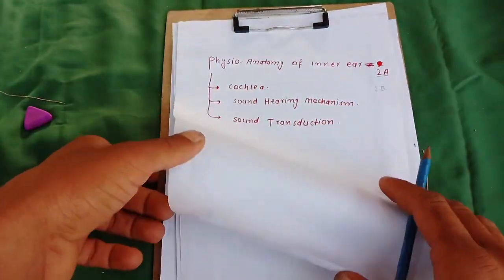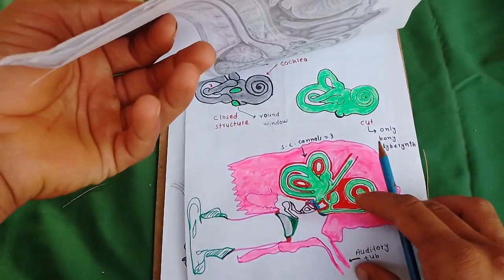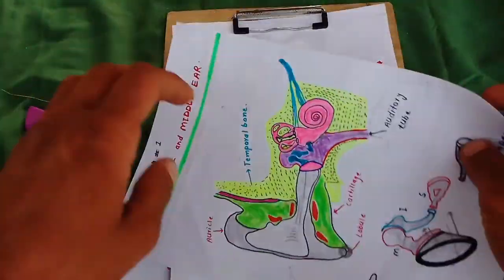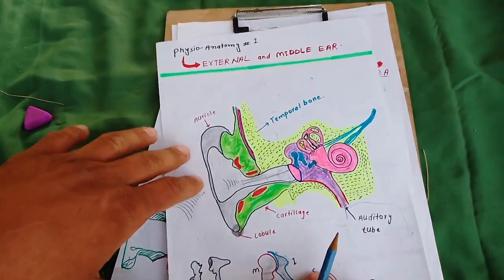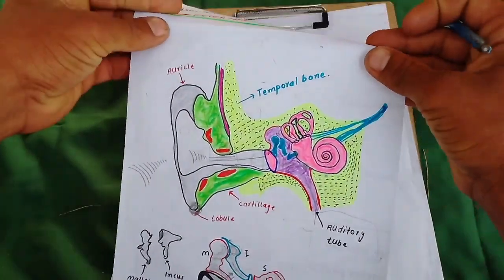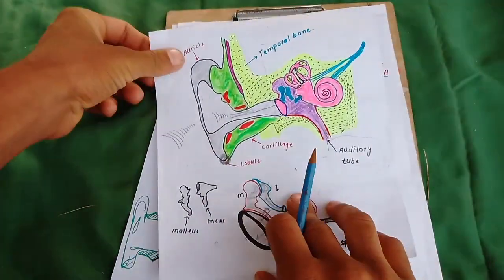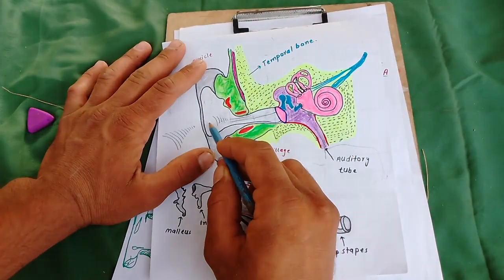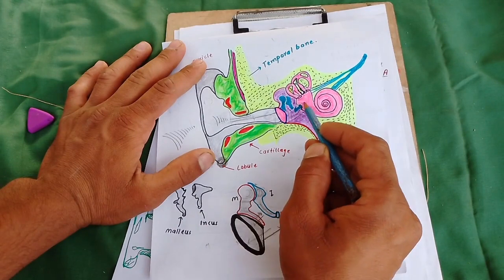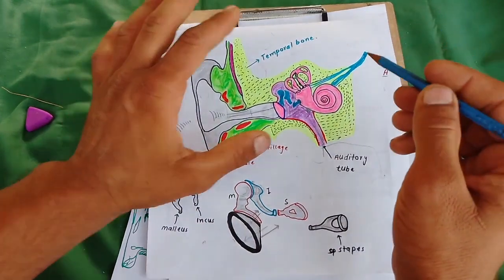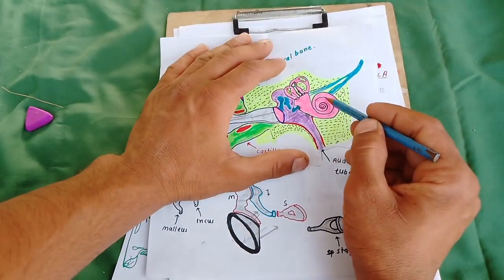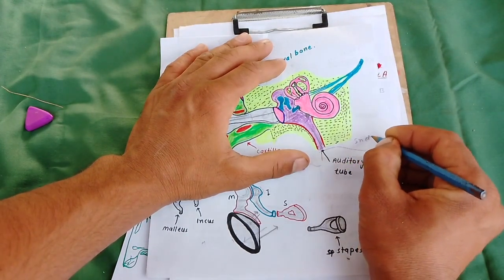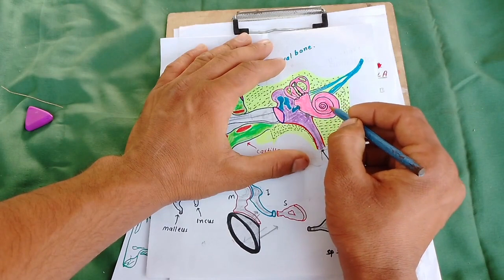As you know from class number 1, the ear consists of 3 parts: the external ear, the middle ear, and the inner ear. The inner ear consists of two parts. One is called the cochlea, the snail shell.